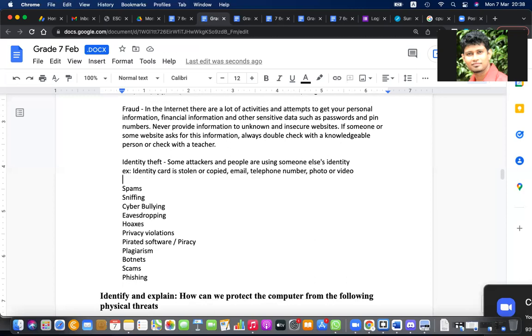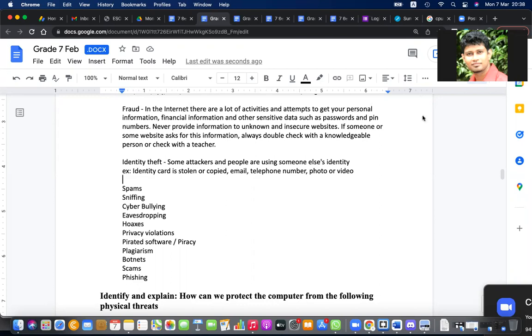So we call that identity theft. The danger of this: is it good to pretend as somebody else? Okay, for example, Abhinu can pretend as me. Is it good? No, it is not good, right? Why? Because you are cheating others.